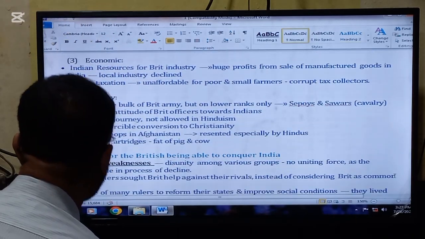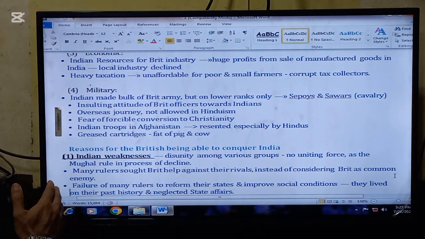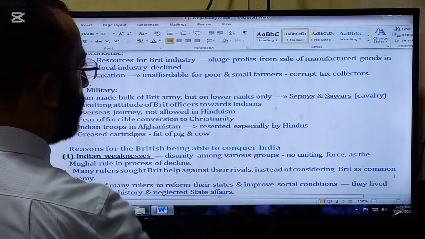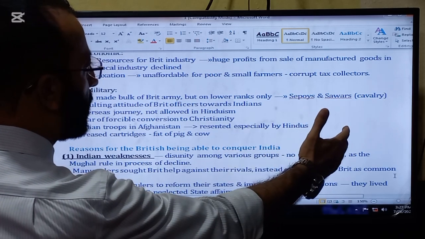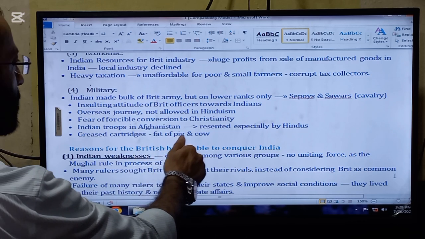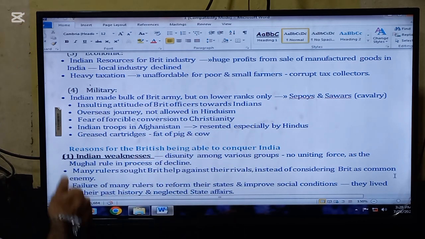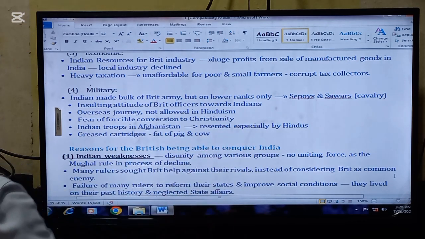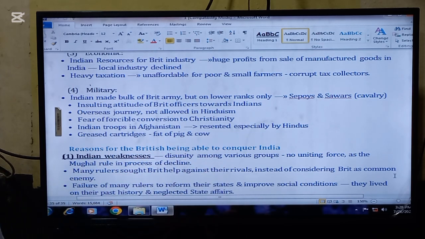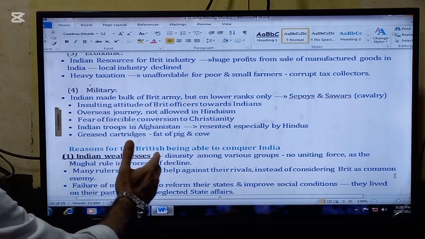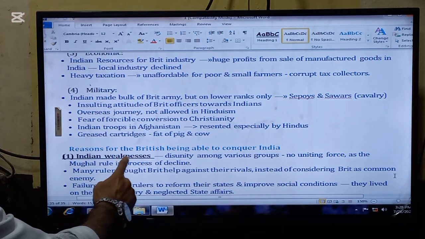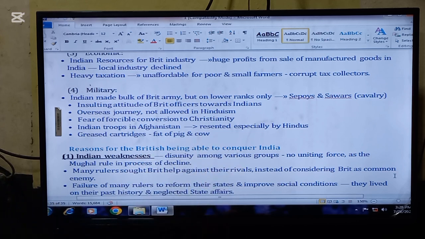Next are military reasons. Indians made up the bulk of the British army, but in low ranks only. Sepoys and sowars, cavalry. Insulting attitude of British officers towards Indians. Overseas journeys not allowed in Hinduism. Fear of forcible conversions to Christianity. Indian troops in Afghanistan resented especially by Hindus. Greased cartridges, fat of pigs and cows.